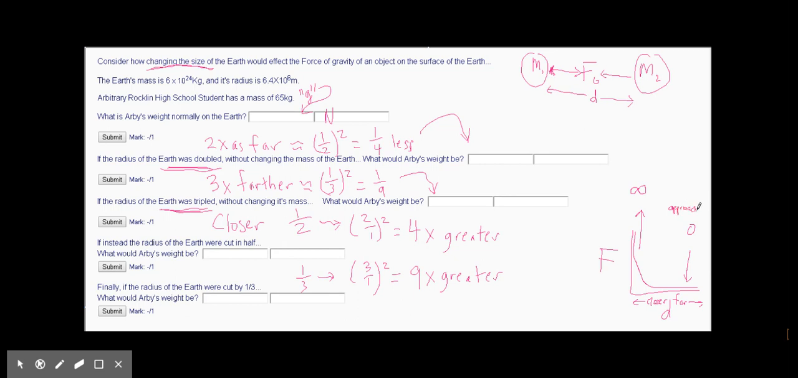Approaching, gotta write small here, approaching 0 as your distance gets farther and farther away. And that's how we take a look at this question.